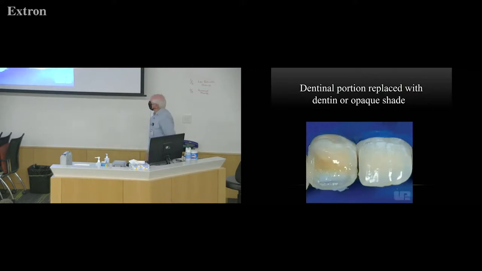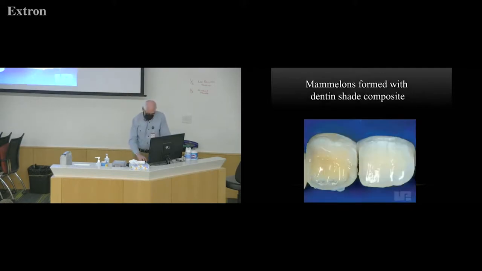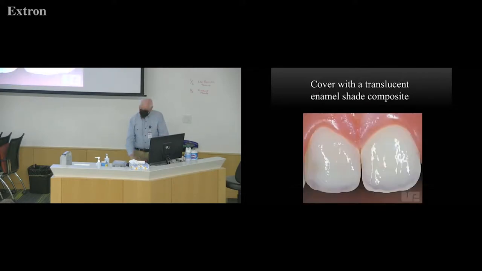Then you can take some dentin shade and form the mamelons. So this is pretty high tech, but you'll learn to do it, and you can get a result like that. So you see where the artistic part begins to come in. We're not just doing a class 1 or a class 2. We're doing something right in front of the mouth. It has to match the adjacent tooth.